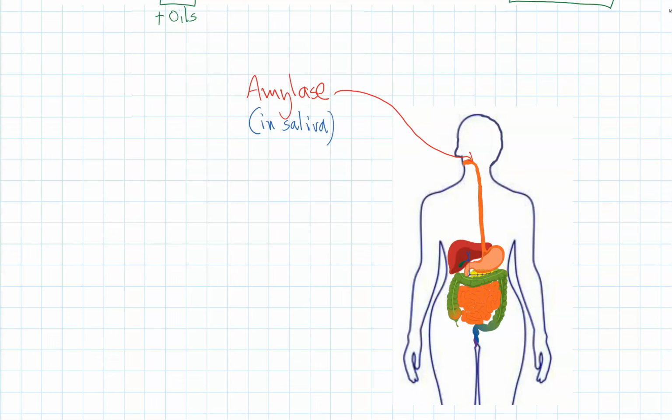So then once we get to the stomach, there's one main enzyme in the stomach, and that is pepsin. So pepsin's one of the ones that breaks down proteins. So let's write what's being broken down. Amylase broke down carbs. Pepsin starts to break down proteins when they get to the stomach.